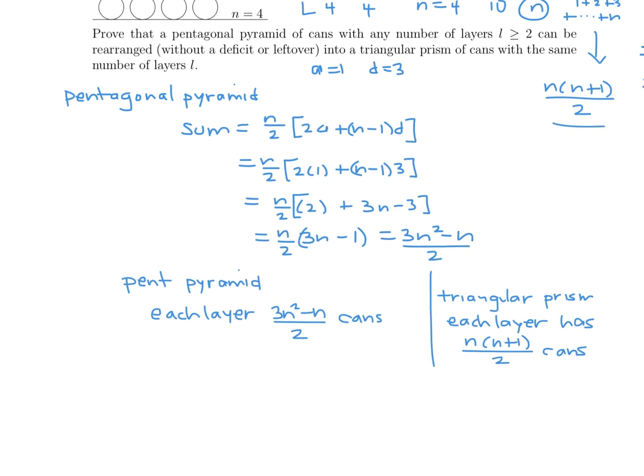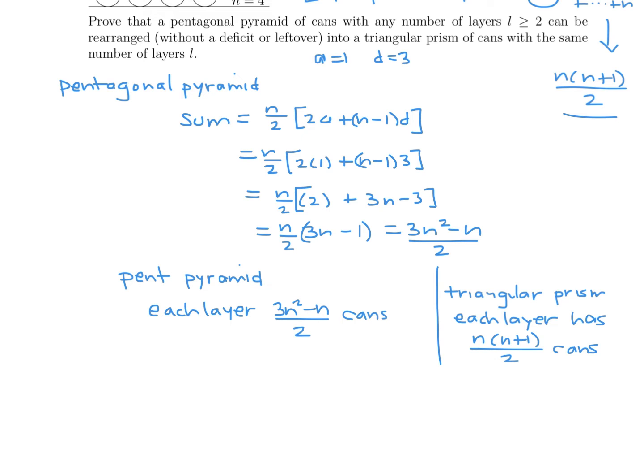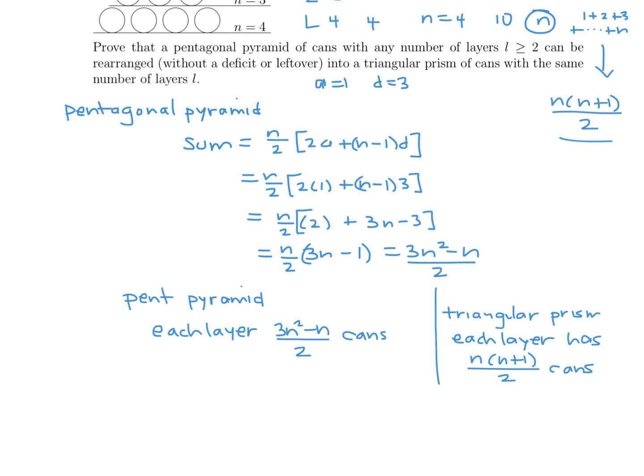So what they want you to figure out, or prove rather, is that a pentagonal pyramid of cans with any number of layers can be rearranged into a triangular prism of cans with the same number of layers. Okay, so that means mathematically we have to equate the two.